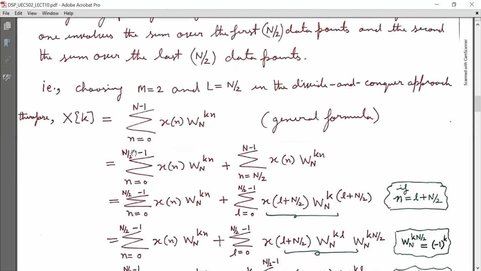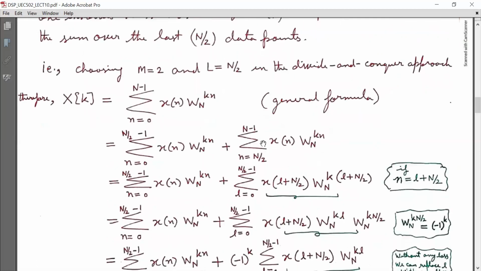Therefore, capital Xk is equal to summation n running from 0 to N minus 1 xn W raised to power kn with base N. This is the general formula. This is the twiddle factor. Now, as discussed, we will bifurcate the sequence into two parts. In the first summation, the limit is n running from 0 to N by 2 minus 1, plus in the second summation, the limit is n equal to N by 2 to N minus 1, as shown. Now there are two summations.